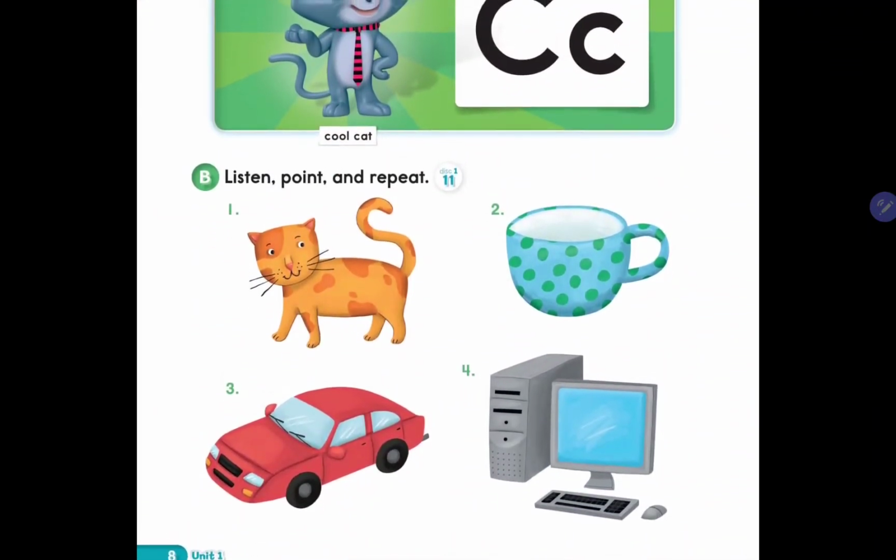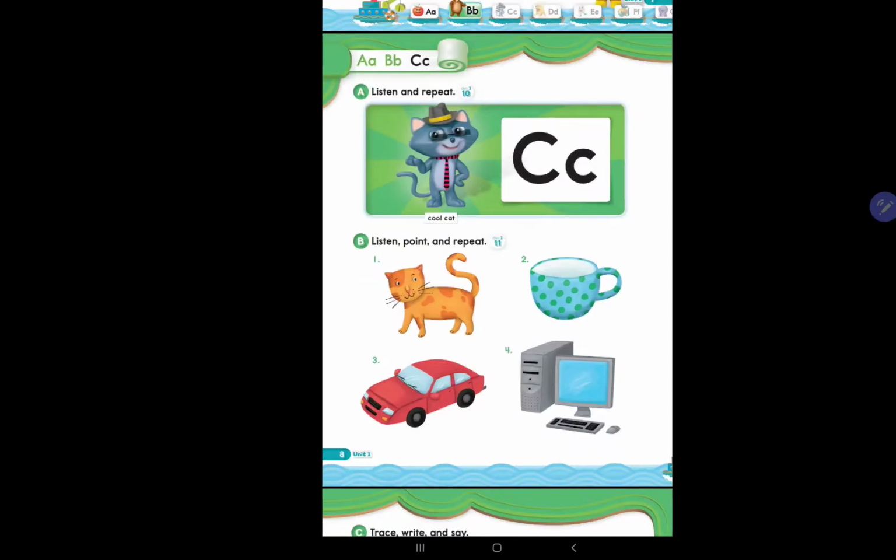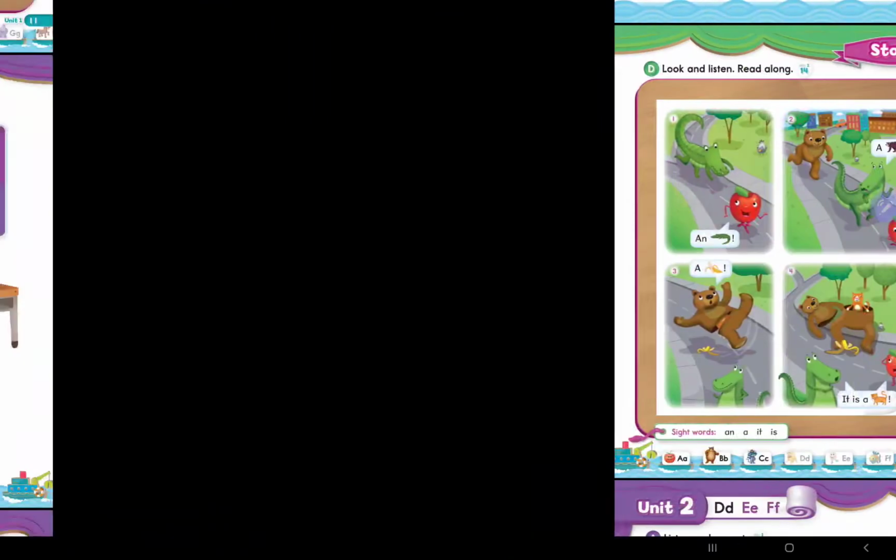Let's have a look at the four pictures. We have cat, K, K, cat. We have cup, K, K, cup. We have car, K, K, car. And we have computer, K, K, computer. These are the words for the letter C. The other letter we learned is the letter D.